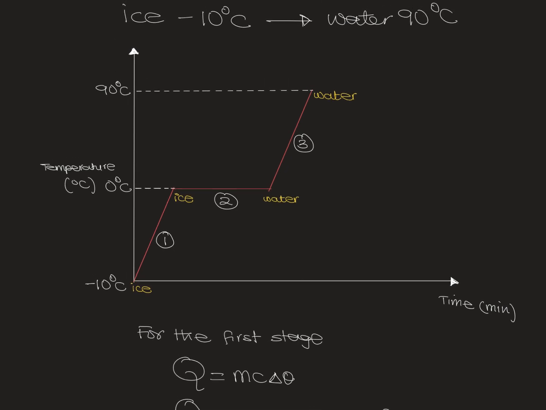The second stage, we have ice at 0 degrees Celsius that is converted to water at 0 degrees Celsius. So this is a phase change, and during a phase change, we have to use the specific latent heat. And here, since it is a melting process, it is the specific latent heat of fusion that we have to use.